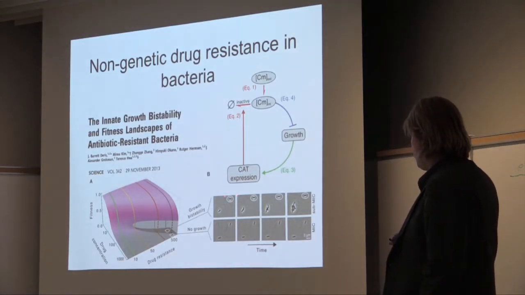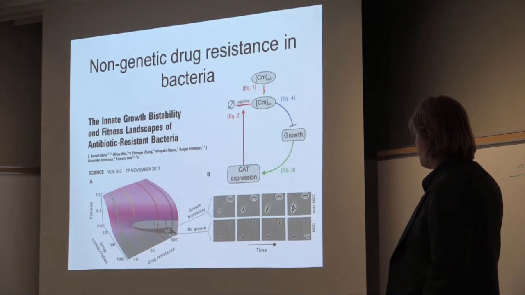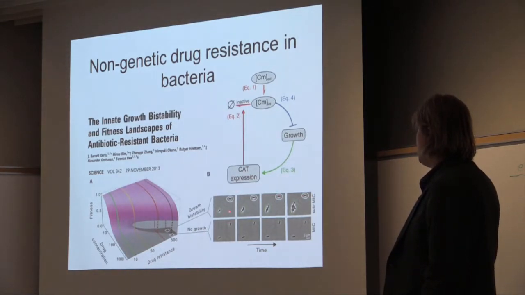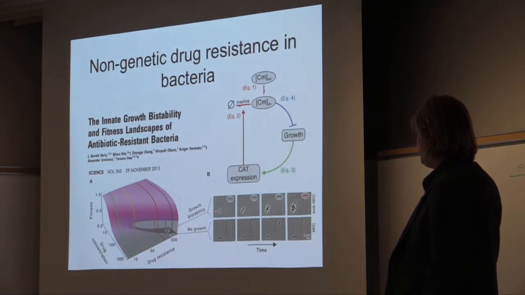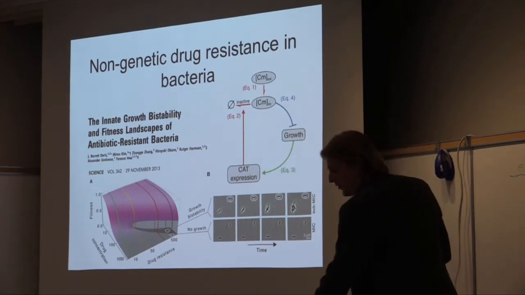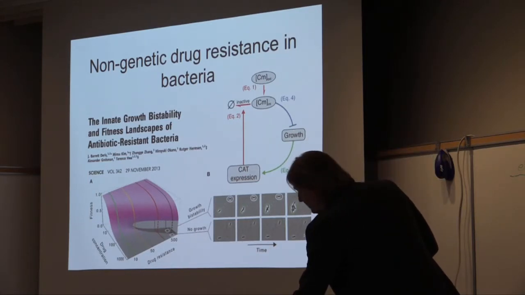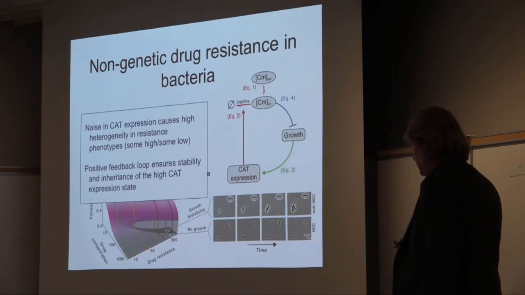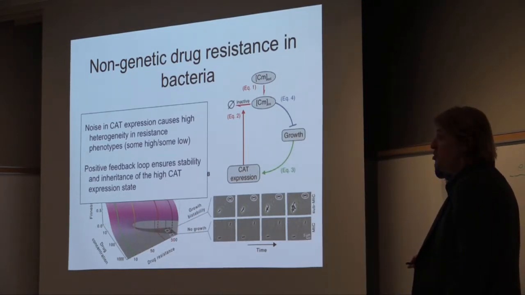And lo and behold, what they were able to do was actually to demonstrate that this growth bistability is there. Up here is a bacterium that does very little. Down here is another one that happily divides and produces offspring. So that bistability can simply come from the coupling between growth and gene expression. It's a natural consequence. But we still need a couple of things, like noise.